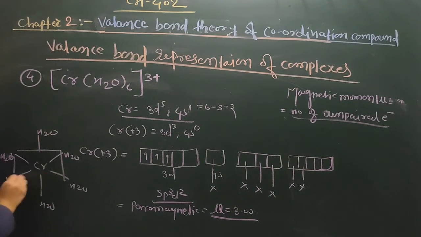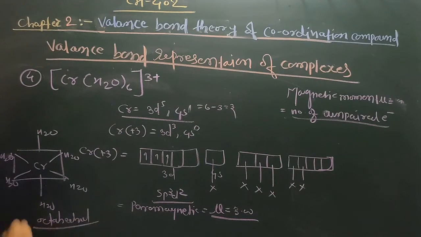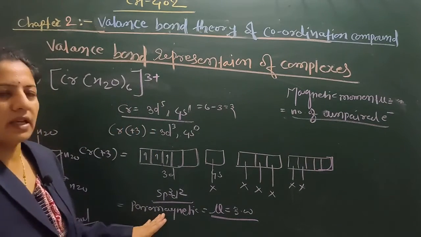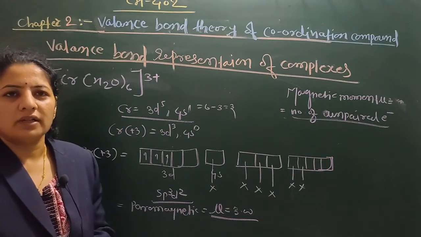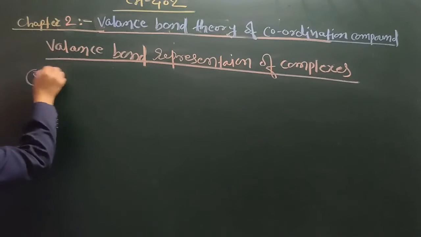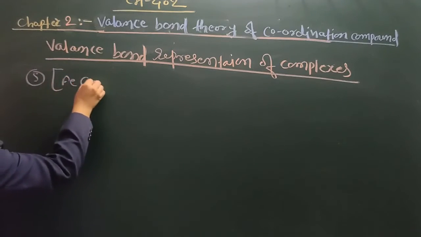So here is the octahedral geometry for this chromium, and this is a general representation of this hexaaquachromium complex. Now let's discuss the next one, the hexacyanoferrate complex.